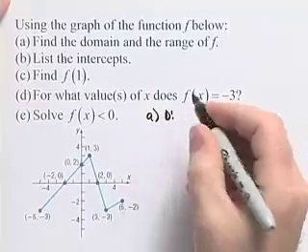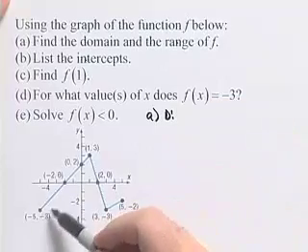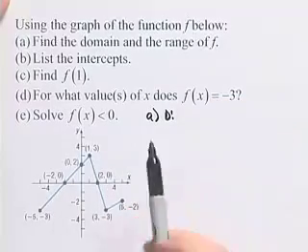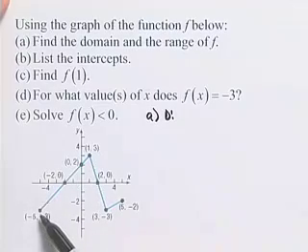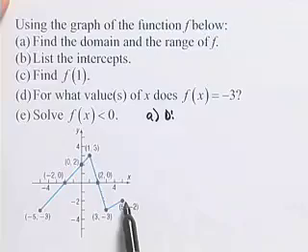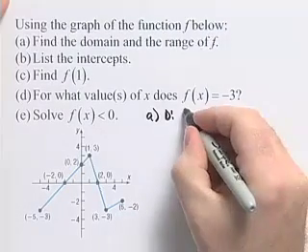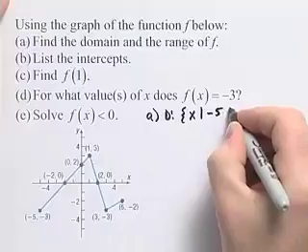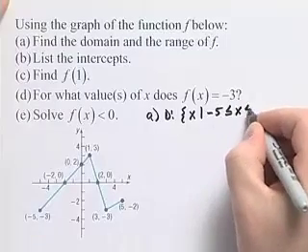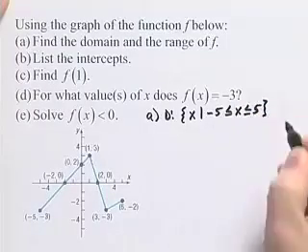Recall that the domain is going to be the set of all x values for the points on the graph. If we look at this graph, we can see that the smallest x value that we'll use is -5. The graph is continuous all the way up to the value x equals 5. And so our domain would be the set of values for x such that -5 is less than or equal to x, is less than or equal to 5.